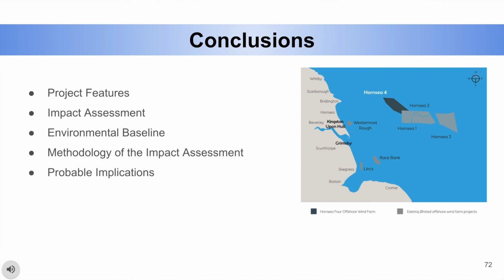To conclude, in this presentation, we have examined a case study on EIA for an offshore wind farm project, Hornsea 4 in England. We firstly mentioned the project's features, then we identified the main aspects of the offshore and onshore environments likely to be significantly affected by construction, operation, and decommissioning of Hornsea 4 together with the cumulative effects. After that, we talked about the environmental baseline of the project and the methodology of the impact assessment. And lastly, we mentioned probable implications and mitigation measures.